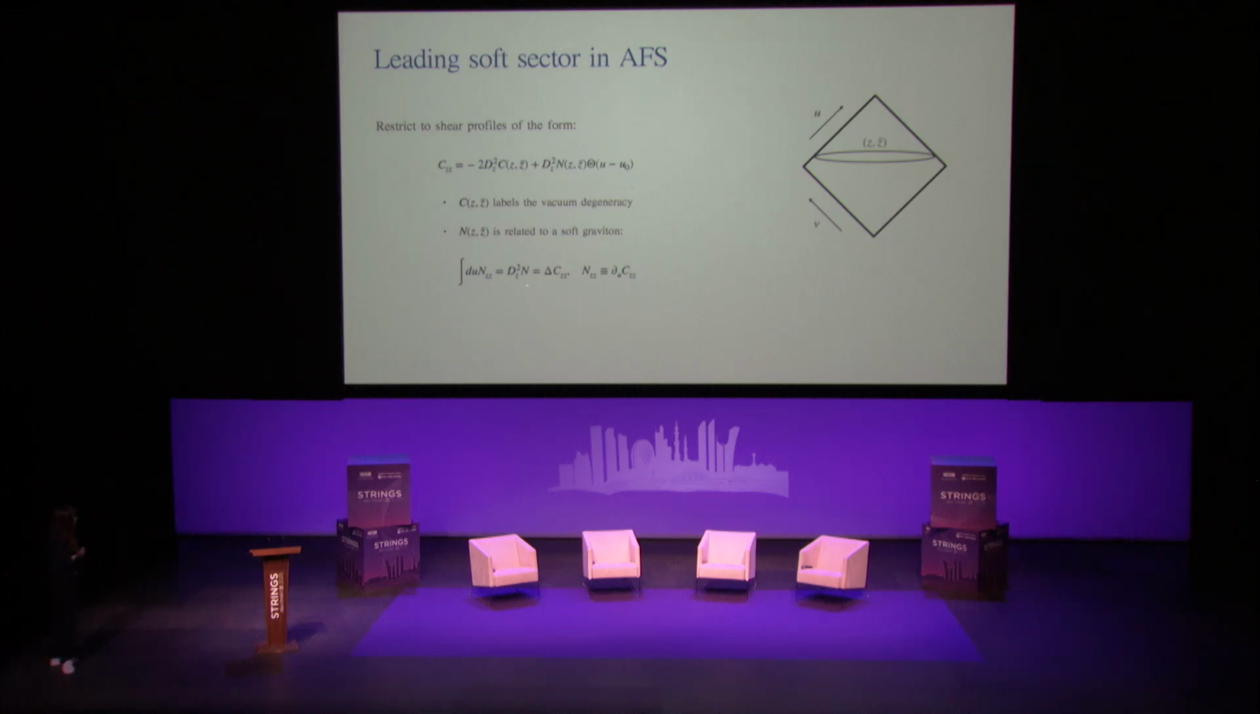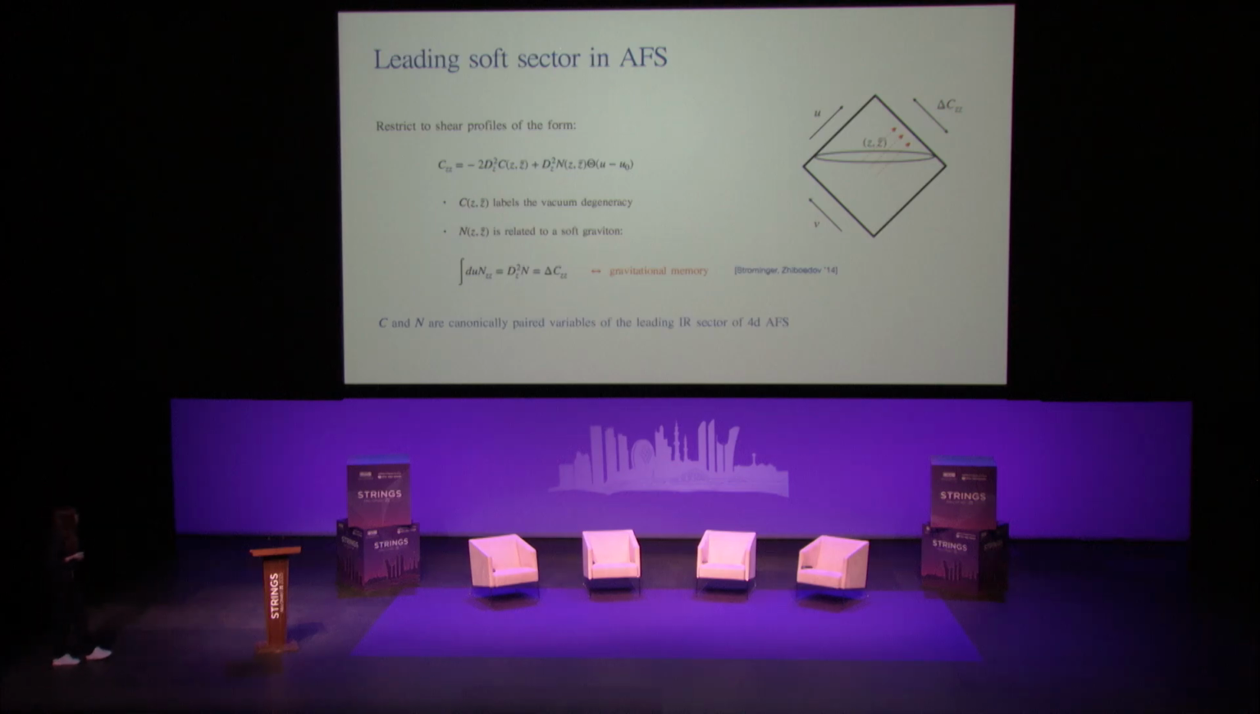Okay? Another way to think about this is that the time integral of the news, given that the news is the time derivative of the shear, we also find that this integral is given by the difference between the shear at the past boundary of Scri plus and the shear at the future boundary of Scri plus. And this is nothing but the gravitational memory effect. And it's been shown and well known by now that soft gravitons are related to the gravitational memory effect in asymptotically flat spacetimes.